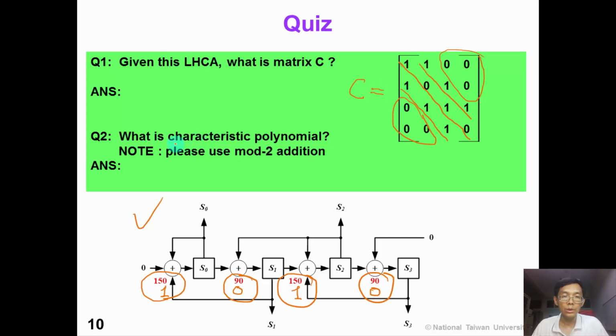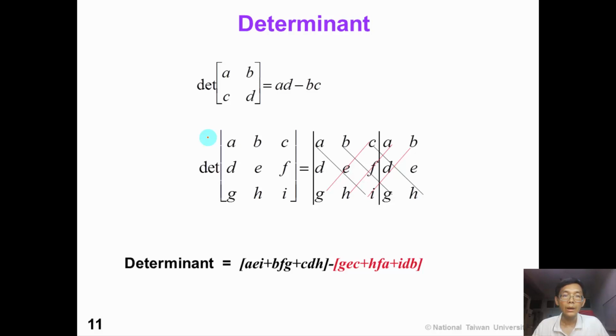Problem number 2. To work on the characteristic polynomial, we need to solve the determinant of C minus lambda I. If you solve it correctly, you would get this polynomial, x to the power of 4 plus x plus 1. Because this one is more difficult, we will explain in the following slide. If you remember, in linear algebra, the determinant of a 2 by 2 matrix is defined as AD minus BC.